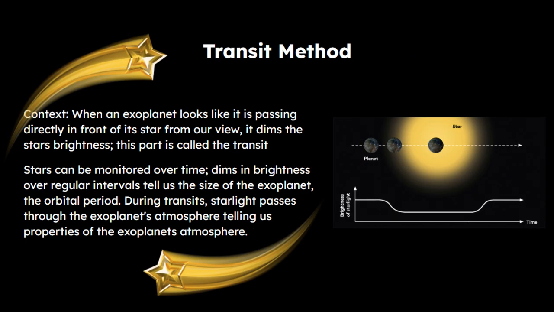Now we'll go over the transit method. When an exoplanet passes directly in front of its star from our view, it dims the star's brightness, and this part is called the transit. Stars can be monitored over time. Dims in brightness over regular intervals tell us the size of the exoplanet and its orbital period. During transit, starlight passes through the exoplanet's atmosphere, telling us the properties of that atmosphere.